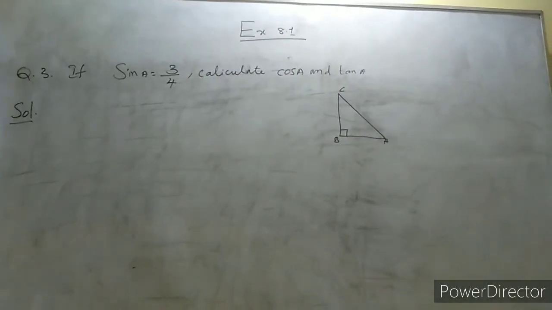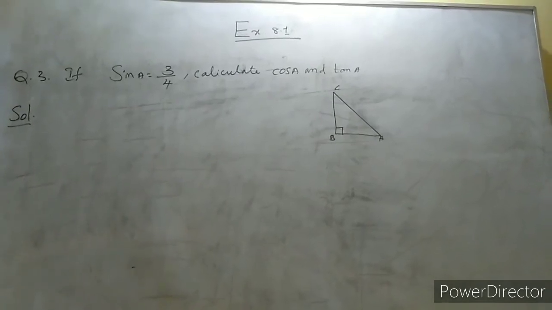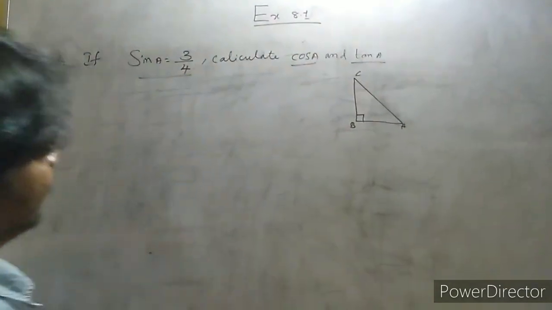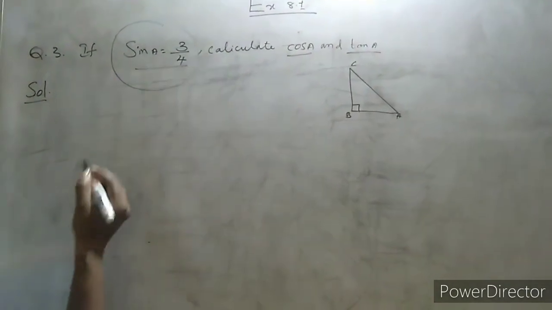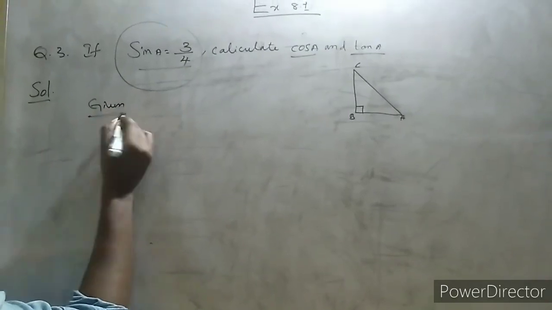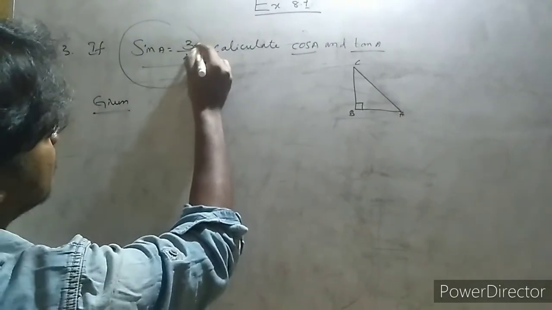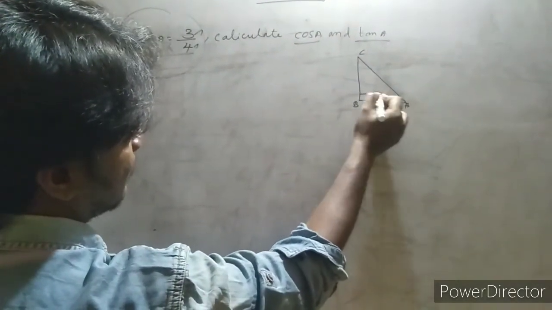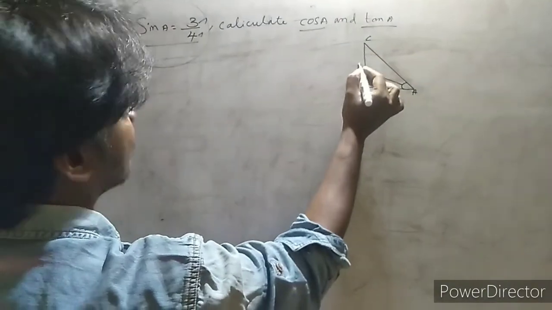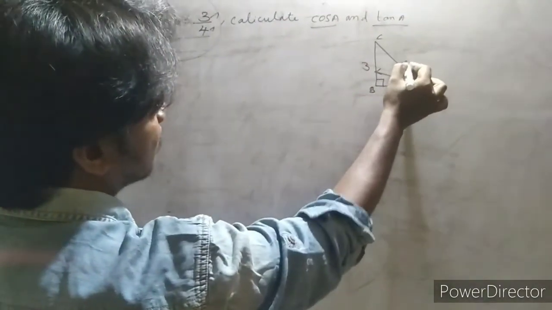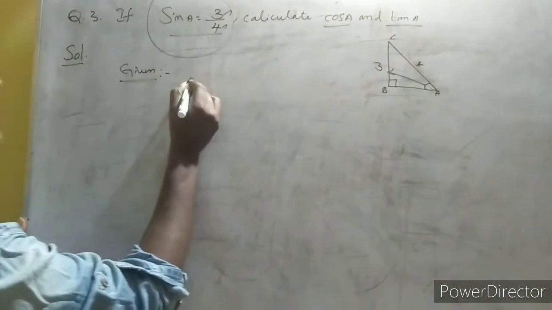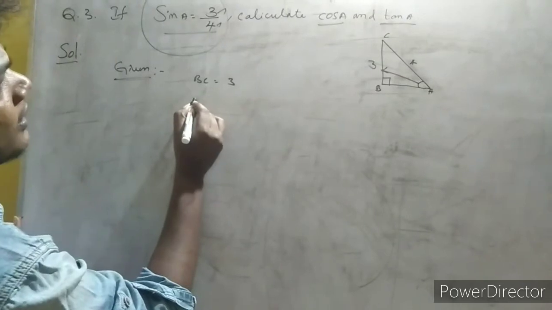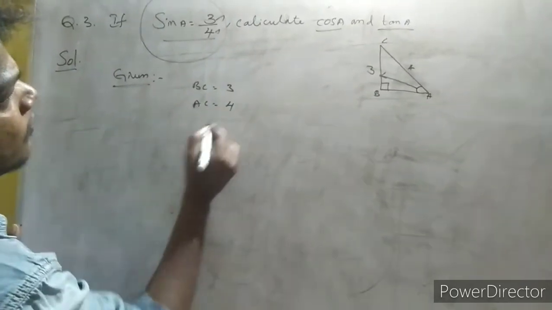The third problem is, if sin A is 3 by 4, calculate cos A and tan A. So given is sin A. From the figure, sin means opposite side by hypotenuse. Where is A? A is this one, and the opposite side is this one. So BC is given as 3, then the hypotenuse is this one, 4. So BC equals 3 and AC equals 4.